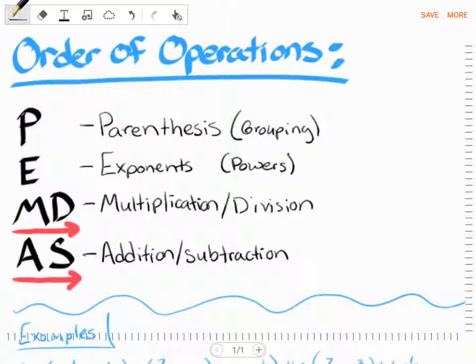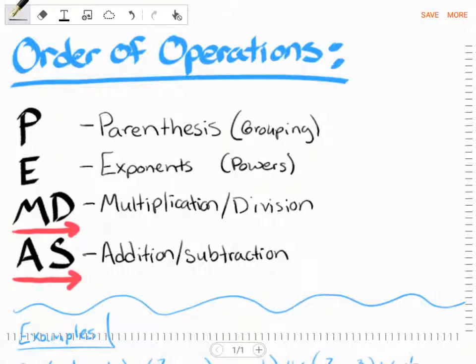The second step is, after you've tackled all your parentheses, you're going to check for exponents or powers. If you see something raised to the power of 2, you're going to go through those exponents and solve those out. Once you have done parentheses and exponents, then you're going to get to multiplication and division.